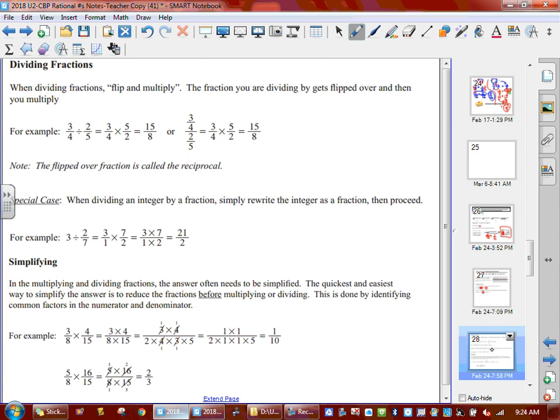So this guy right here, he's the one after the divide sign. He's the one that's going to get flipped upside down. The guy in front doesn't change. He stays the same. Okay?